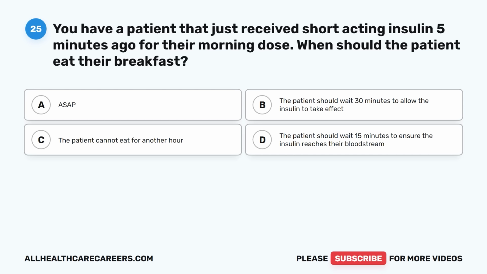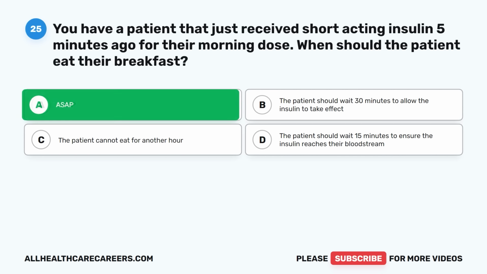Question 25. You have a patient that just received short-acting insulin 5 minutes ago for their morning dose. When should the patient eat their breakfast? A. ASAP. B. The patient should wait 30 minutes to allow the insulin to take effect. C. The patient cannot eat for another hour. D. The patient should wait 15 minutes to ensure the insulin reaches their bloodstream. The correct answer is A.